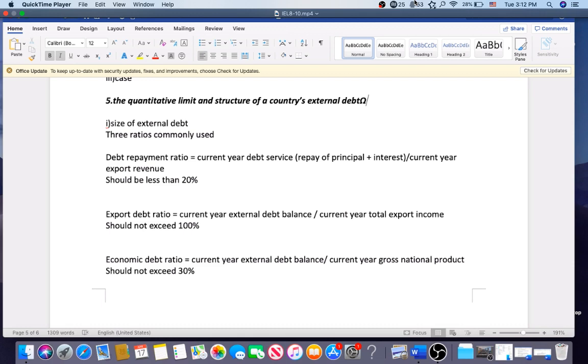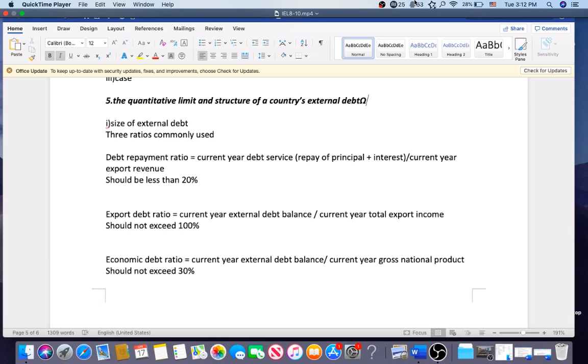That means we cannot borrow more than we can earn. Well, that's reasonable. The third one is the debt ratio, the economic debt ratio.